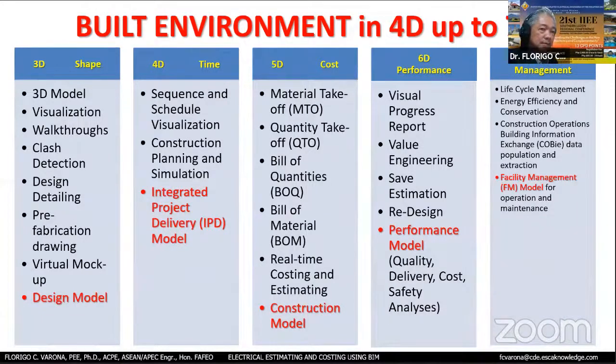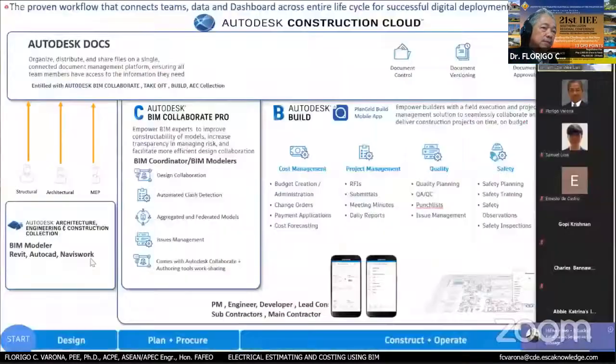And then 6D is performance. 7D is about management. Now, in our project, we are using the Autodesk BIM 360, and we have been using this in the project, not only for doing the model using Revit, but also we use the BIM 360 Docs, the BIM 360 Field and Build, particularly in this one.